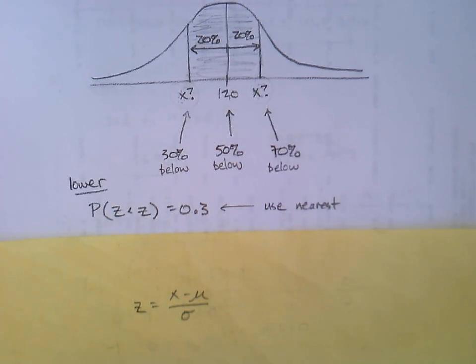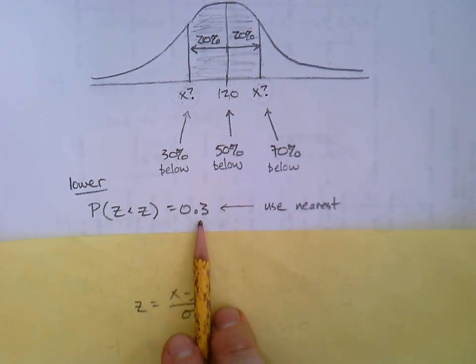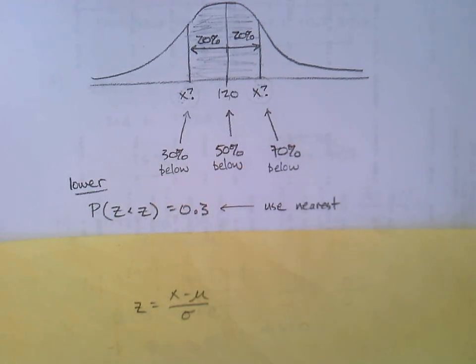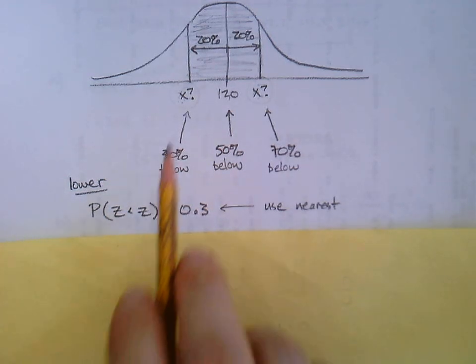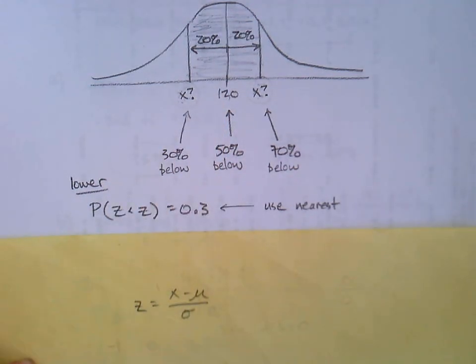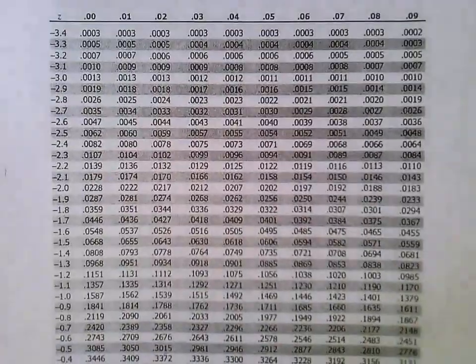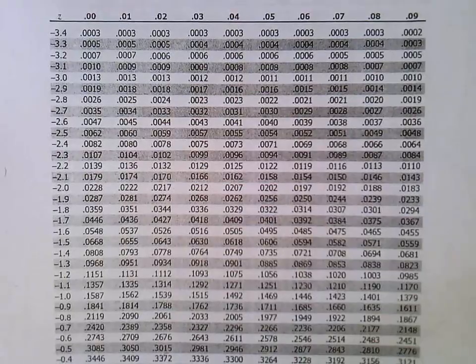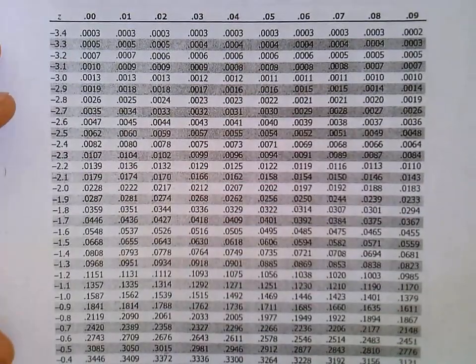And we're going to use our table backwards. Now we're not going to find 0.3 exactly. So we're going to find the closest thing that we can, or the nearest. And that's going to be fine. Notice this will be a negative z-score because it's in the lower 50%, so I'll go to the negative side. And we're going to try and find 0.3, or the closest thing we can.